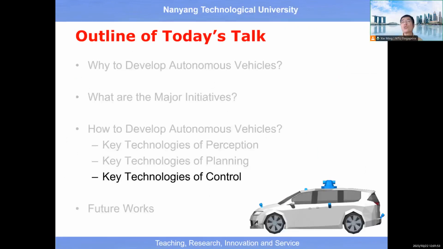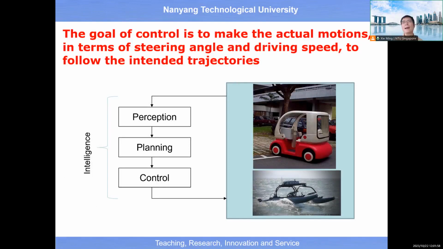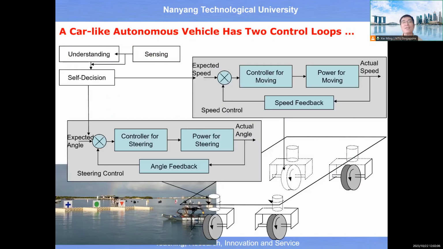So that's about the output from the planning, which should be the input to the control. Then you want to know what are the key technologies behind the design of the control module. We must pay attention to the difference between a car-like vehicle and a differential drive vehicle. For a car-like vehicle, we have two control loops. One is about the control of linear velocity. Another is about the control of steering angle.